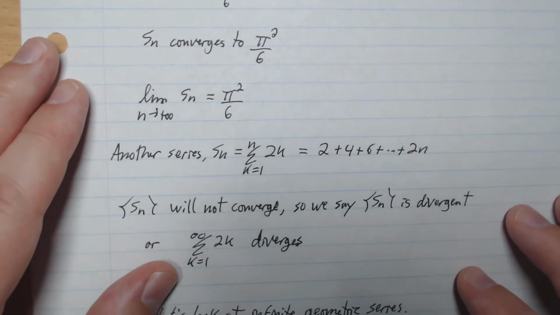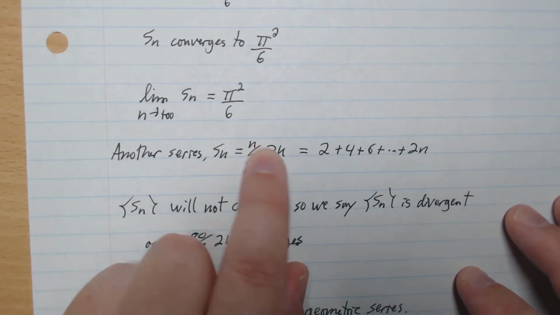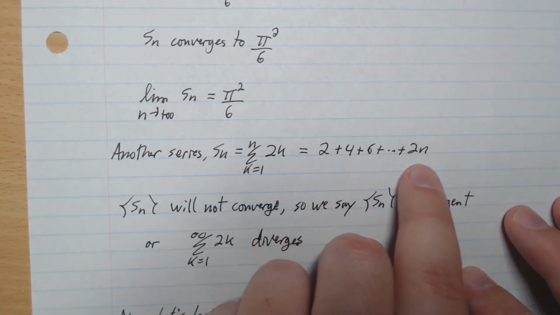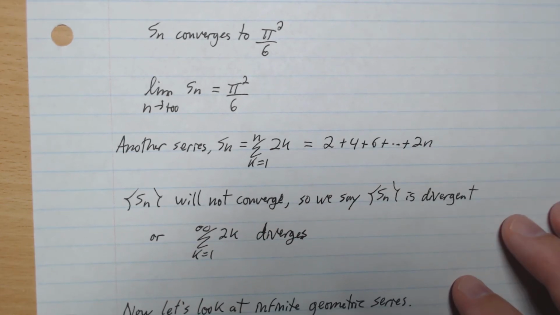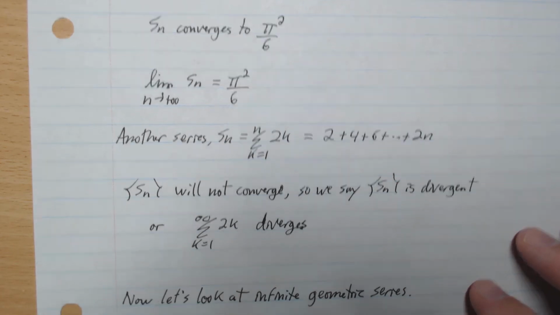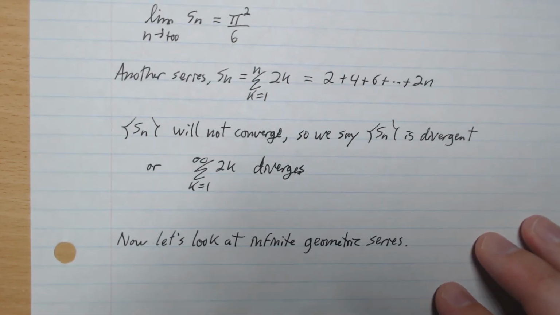So let's look at a different series. Here we have the sum from 1 to n of 2k. If we expand that, 2 plus 4 plus 6 all the way to 2n. And this series will not converge. So we say that the series is divergent, or we say the infinite sum diverges. Okay, so let's take a look at infinite geometric series now.